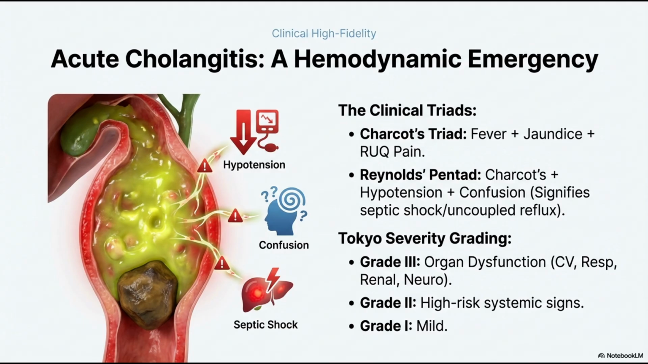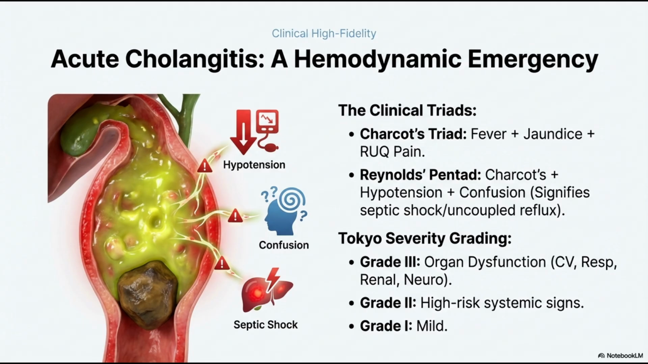Let's break it down. Grade 3, severe. Grade 3 is defined by organ dysfunction. This is the sickest of the sick. If the patient is hypotensive requiring pressors, has a low GCS, confusion, respiratory failure with a P to F ratio less than 300. Renal failure with a creatinine over 2, or coagulopathy with an INR over 1.5, or platelets less than 100,000. Any one of those. Any single one of those puts them in grade 3.